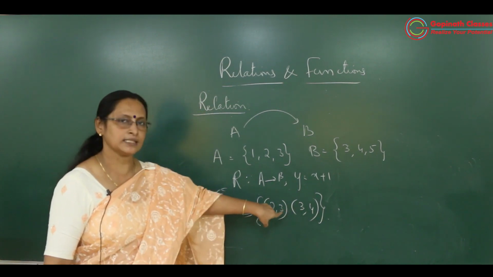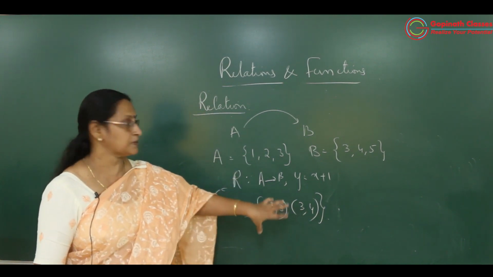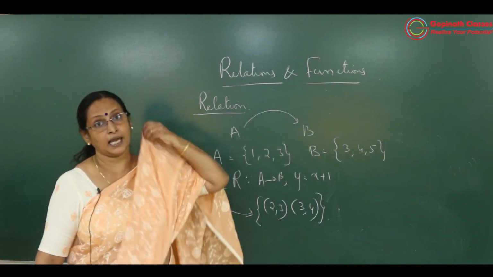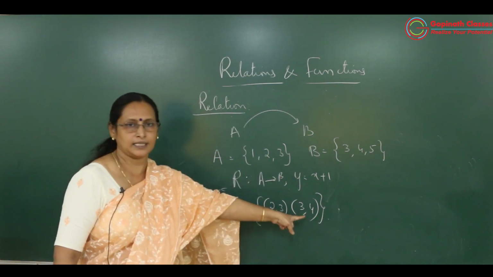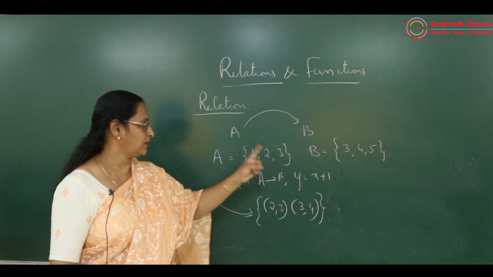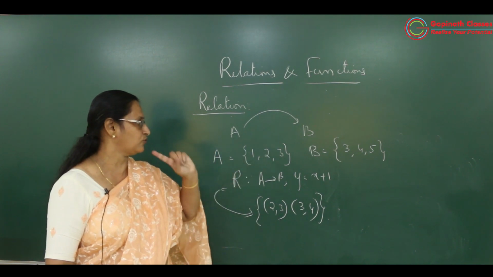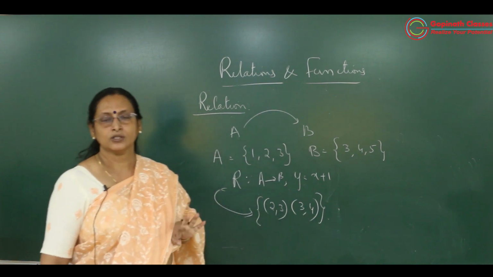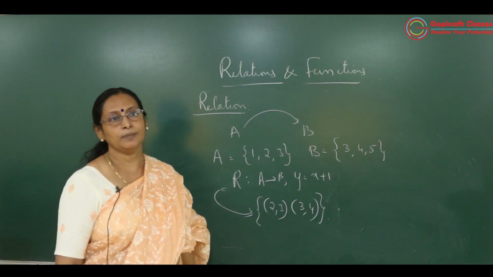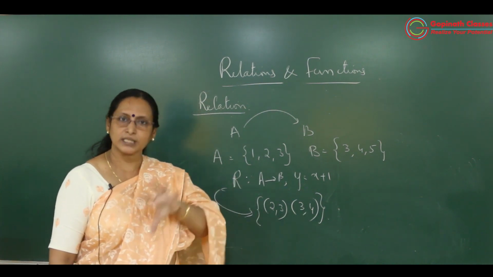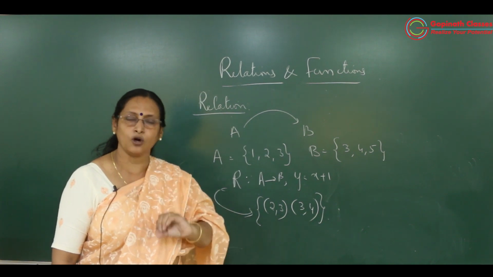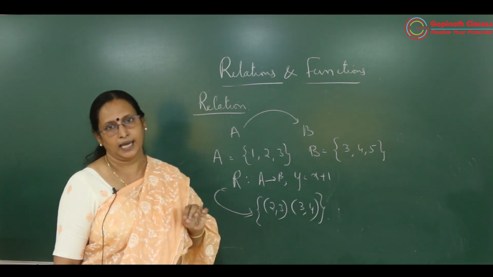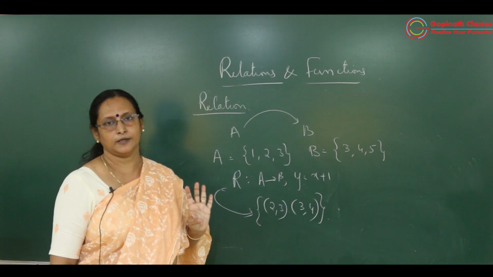Now if you see this relation, it is a subset of the cross product, that is A cross B. A cross B is 1, 3, 1, 4, 1, 5, 2, 3, 2, 4, 2, 5, 3, 3, 3, 4, 3, 5. These 2 elements are in it. So a relation between two sets will always be a subset of the cross product of A and B. This you have to keep in mind.